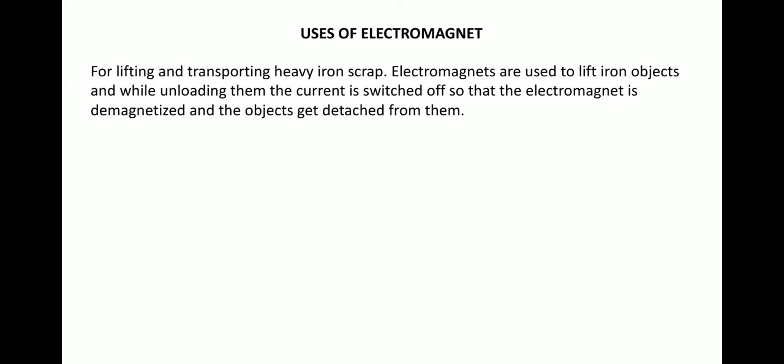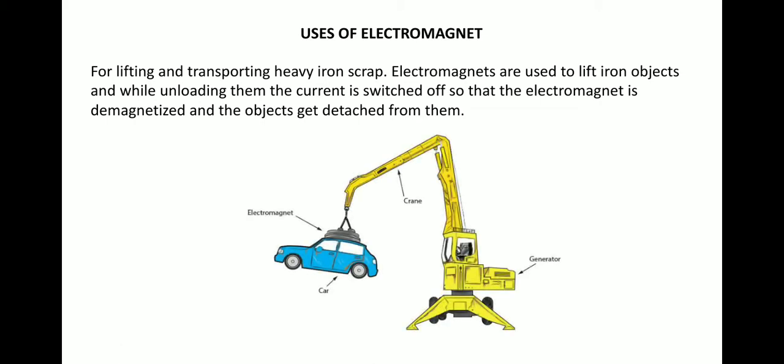Uses of electromagnet. For lifting and transporting heavy iron scrap, electromagnets are used to lift iron objects, and while unloading them, the current is switched off so that the electromagnet is demagnetized and the objects get detached from it. Over here you can see a crane lifting a heavy car, or any iron object which is quite heavy, by using an electromagnet.